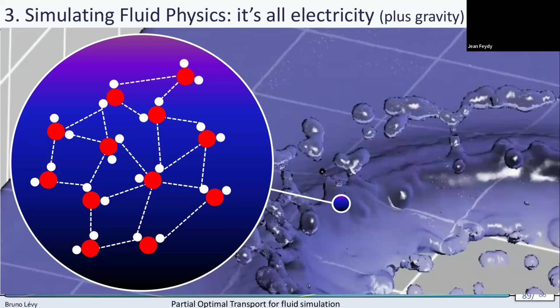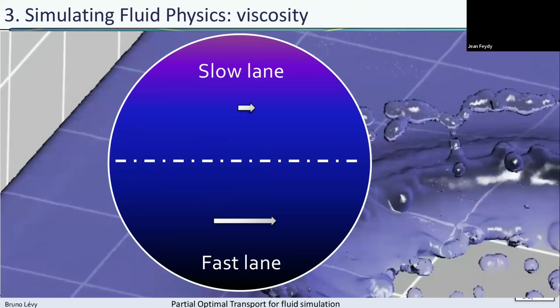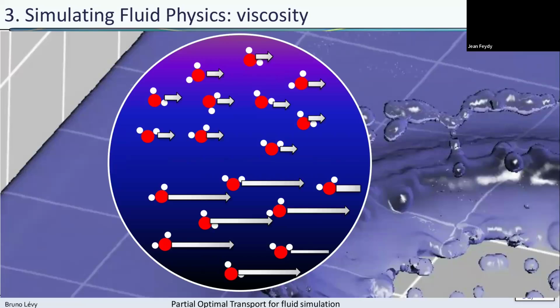Okay, so you can see a fluid as a network of molecules that are connected by bonds, but these bonds appear and disappear dynamically. It's interesting to see what happens in the fluid. Imagine you are on a highway with two lanes, a slow lane and a fast lane of fluid. And we look at what happens for the molecules, and they move like that.